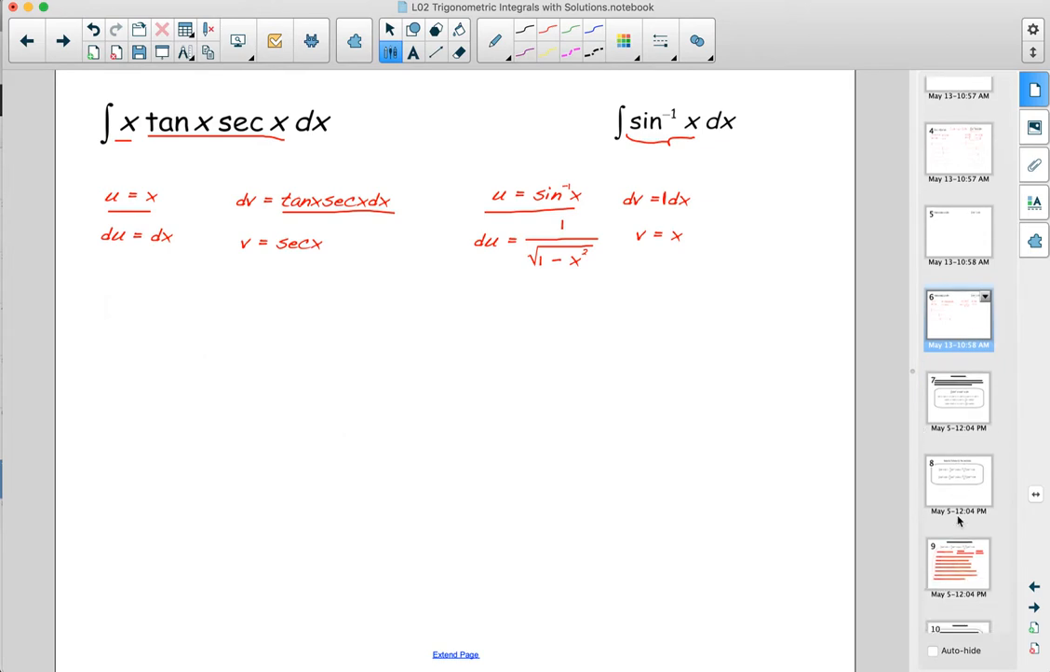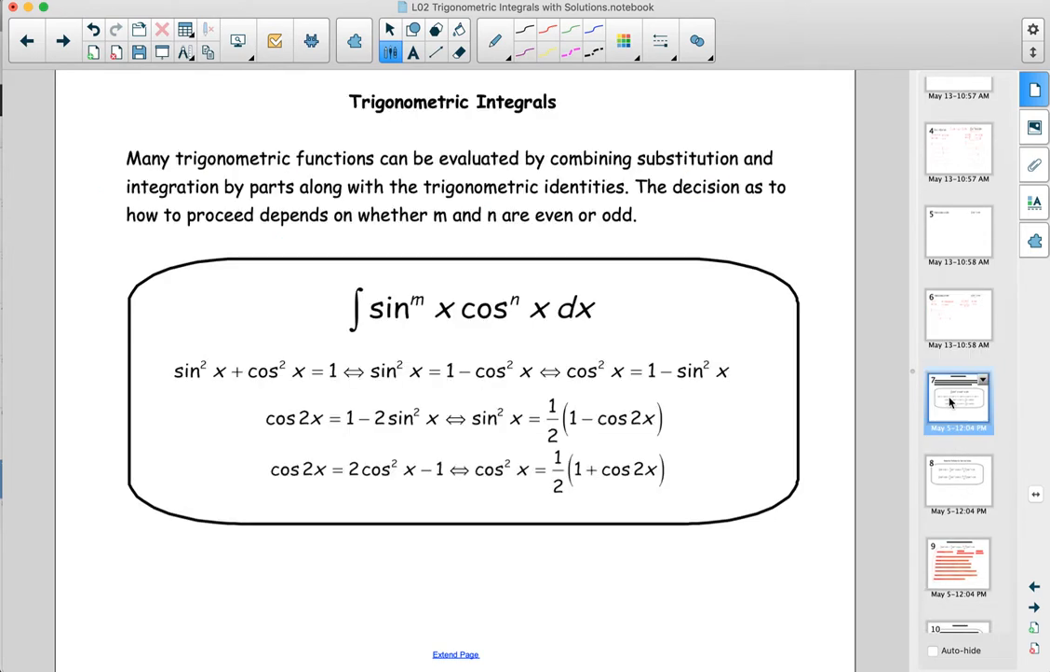All right, so what are we going to learn today? What's new? What we're going to look at today are integrals involving powers of sinusoidal functions.